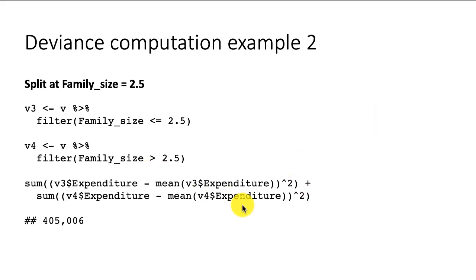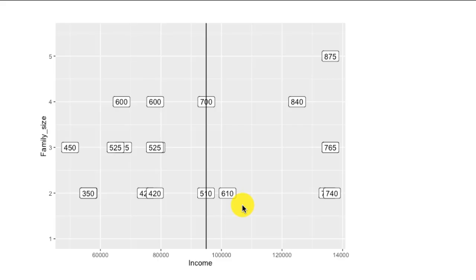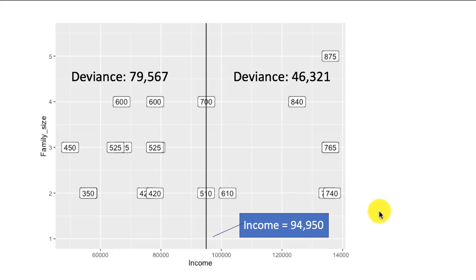Okay, so we found how to perform the split. In this fashion, the system has evaluated all the possible 19 splits, and of all the 19 splits, it found that splitting at income of 94,950 is the best one. That is, this split results in two sets which are most homogeneous as far as is possible with the given data. If we calculate the deviance for this set, it is 46,321.